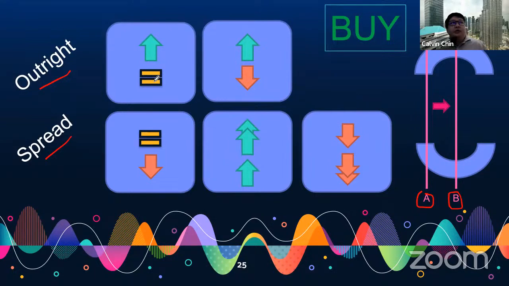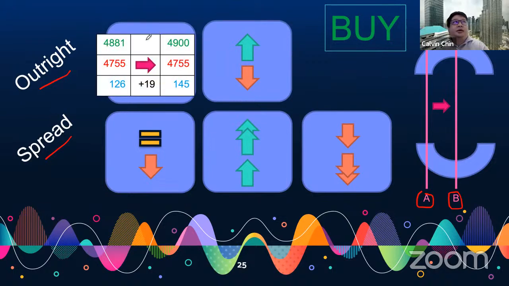Then the next one is leg 1 is up and leg 2 is going down. Also a widening. Then the third one is the first leg is flat, maintained, but the second leg goes down. Also widening. Then the fourth case is the first leg goes up more than the second leg goes up. Also widening. Or the first leg drops less than the second leg, also widening.